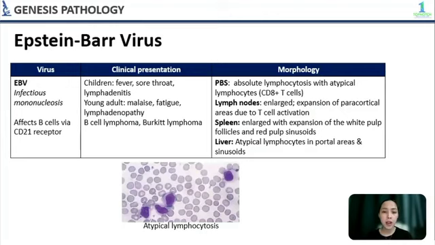So, Epstein-Barr virus causes infectious mononucleosis. This is a self-limited disease, but EBV can also cause several tumors like nasopharyngeal carcinoma and some lymphomas. The target of EBV are the B lymphocytes because these are the cells that express the CD21 receptors. Characteristically, in EBV infection, the peripheral blood smear will show absolute lymphocytosis plus the appearance of atypical lymphocytes.